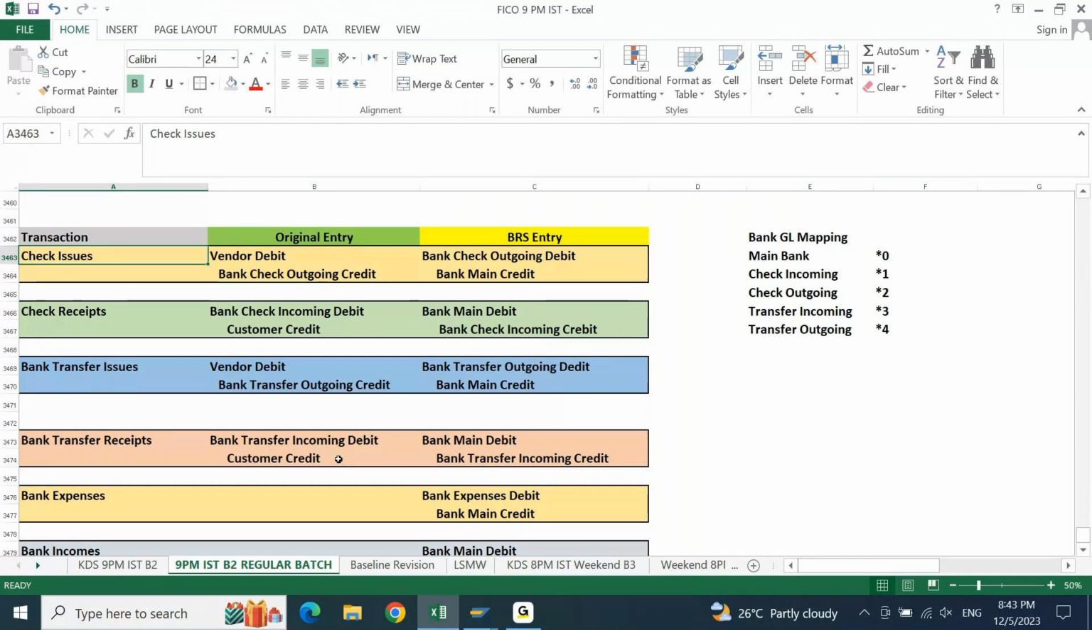But if you want to segregate payment, check payment, bank transfer payment separately, you can create outgoing check, outgoing transfer separately. Similarly, incoming check, outgoing check separately. If you don't want to segregate whether it is check or transfer, you will simply put outgoing payment, incoming payment. So that is where you will create three accounts. If you are segregating based on the mode of payment, you will have more GL accounts. If you are not segregating the mode of payment, you will have a single GL account. Clear?